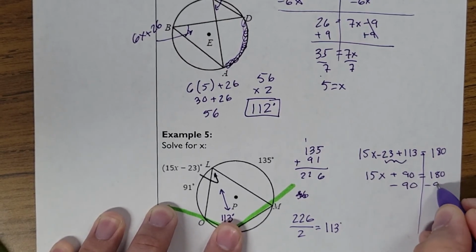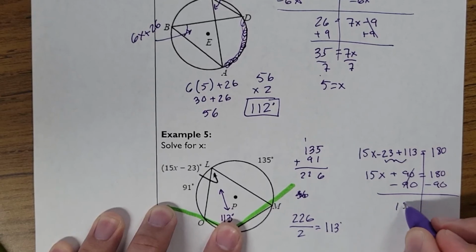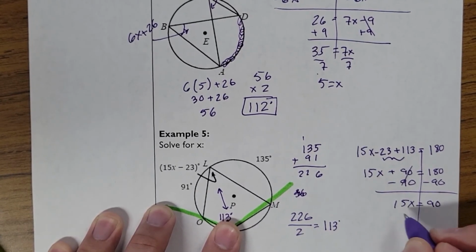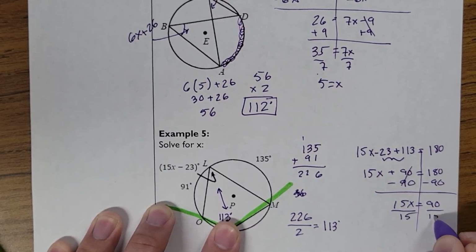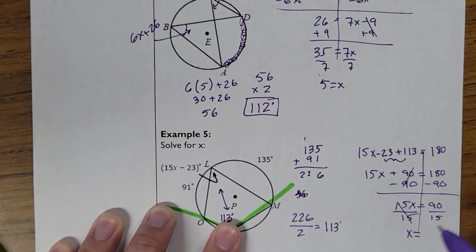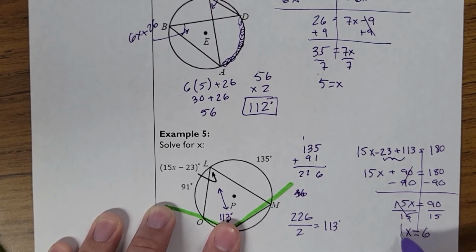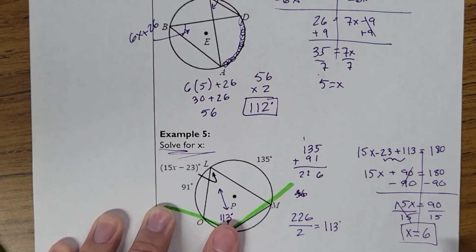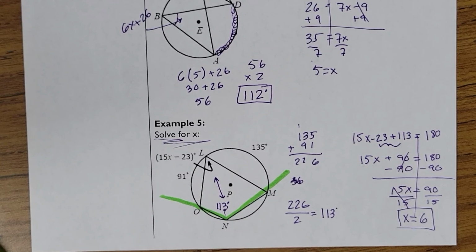Subtract 90 from both sides. That cancels, and I get 15x equals 90. And divide both sides by 15. And I get x equals 6. And again, checking that that's all they wanted to solve for, it is. So I could stop right there, and that's going to be my answer.